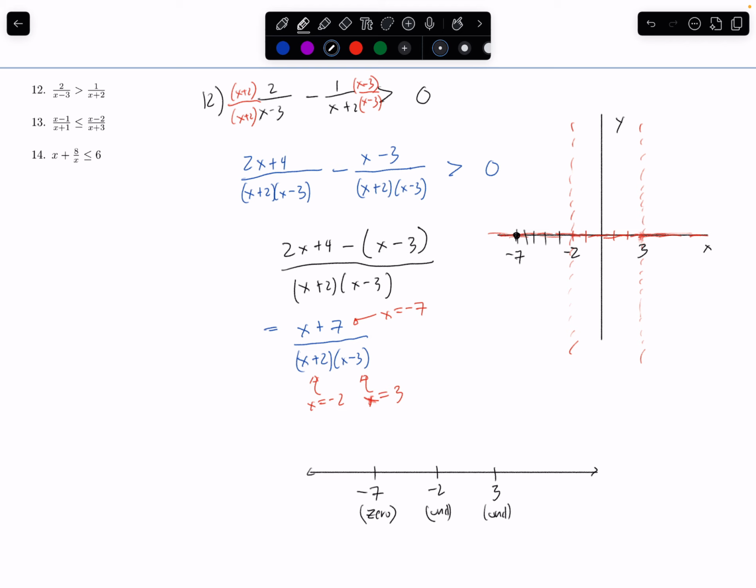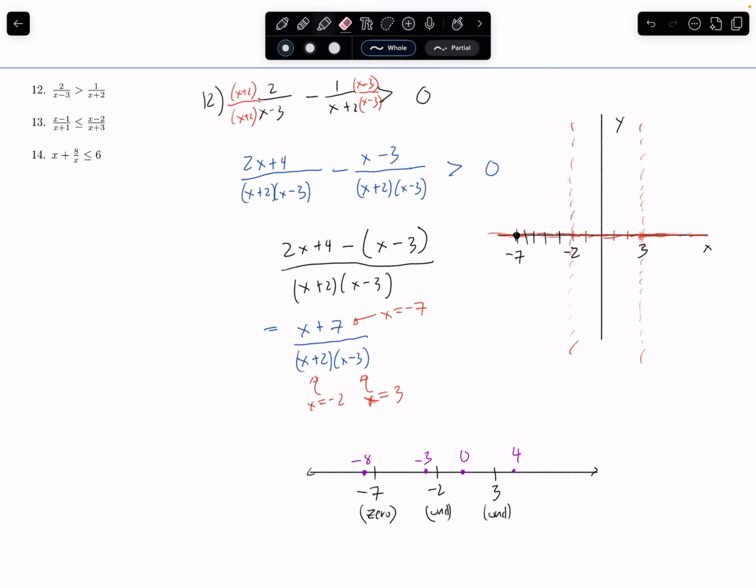Okay, so let's check a point at each spot. To the left of negative 7, negative 8. Between negative 2 and negative 7, I'm looking at negative 3. Between negative 2 and 3, looking at 0. And here, 4.